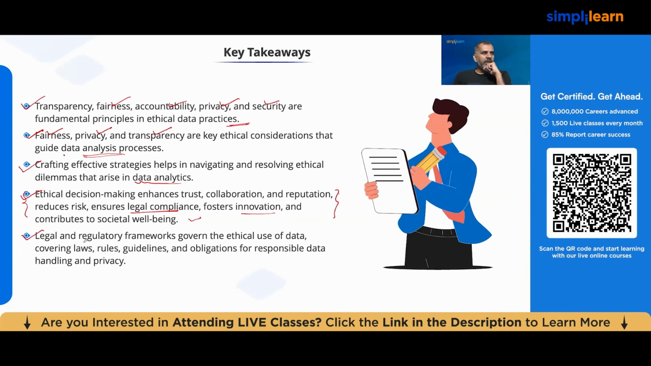And finally, we have some legal and regulatory frameworks that govern the ethical use of data. These frameworks cover laws, rules, guidelines, and obligations for responsible data handling and privacy. We have seen three. One is European, GDPR, then PIPL from China, and I think CCPA from the US, California. So these are the popular ones, and then we have some domain-specific rules and regulations governing body resources. So those are the major key points from today's discussion.